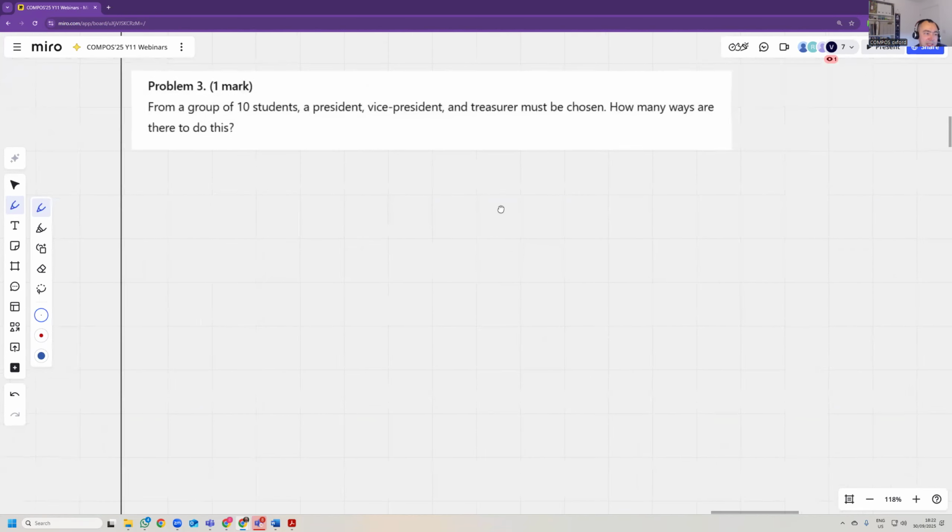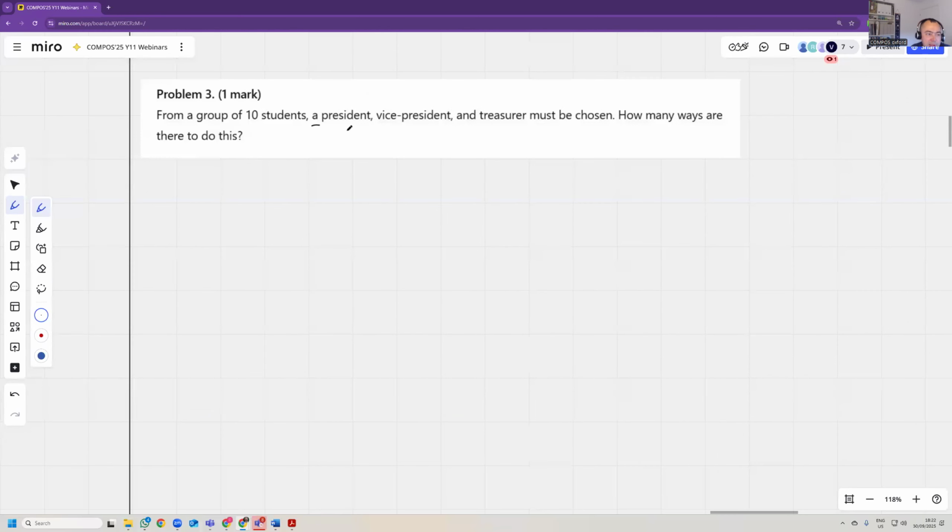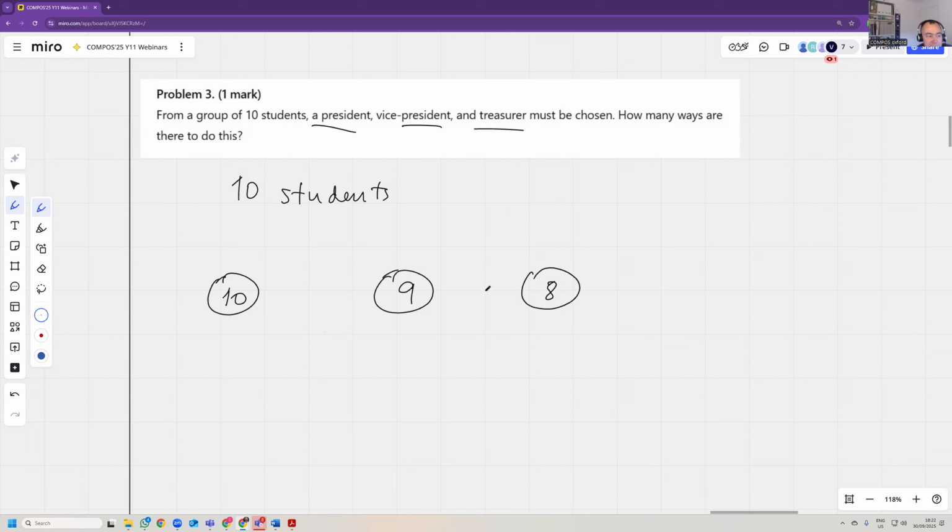From a group of 10 students, a president, a vice president, and a treasurer must be chosen. How many ways are there to do this? So you have 10 students. It's a very easy question. You have 3 positions to be filled, and it's the same idea. The first position can be filled by 10 students, the second position by 9 students, and the third position by 8 students.